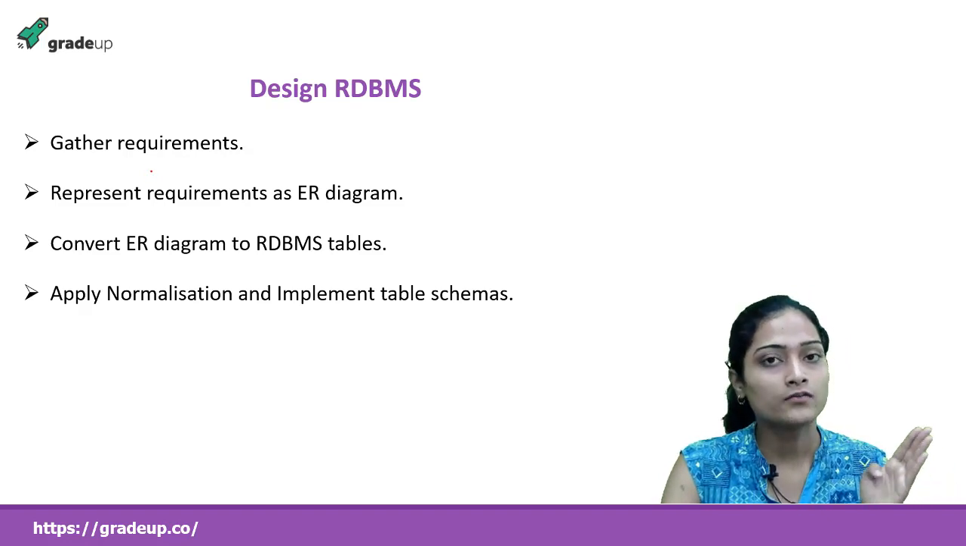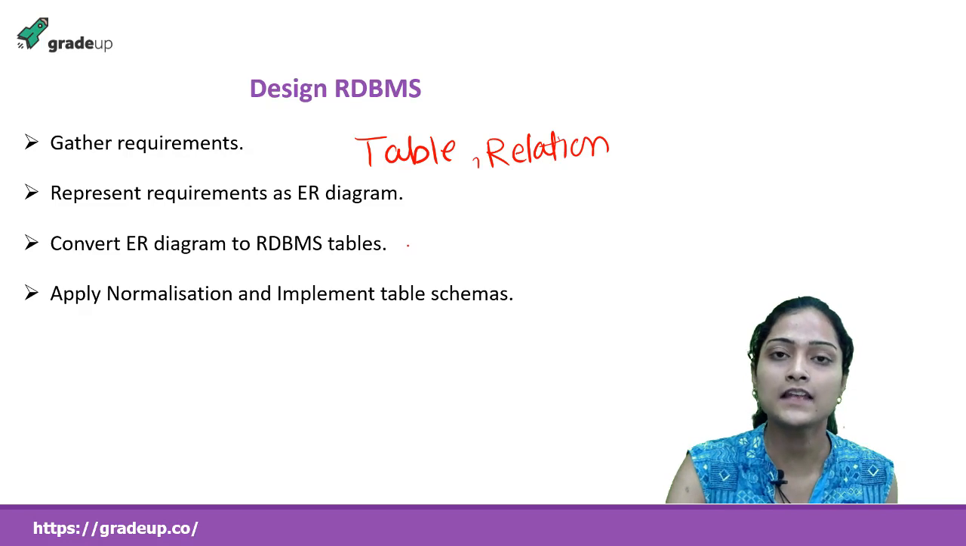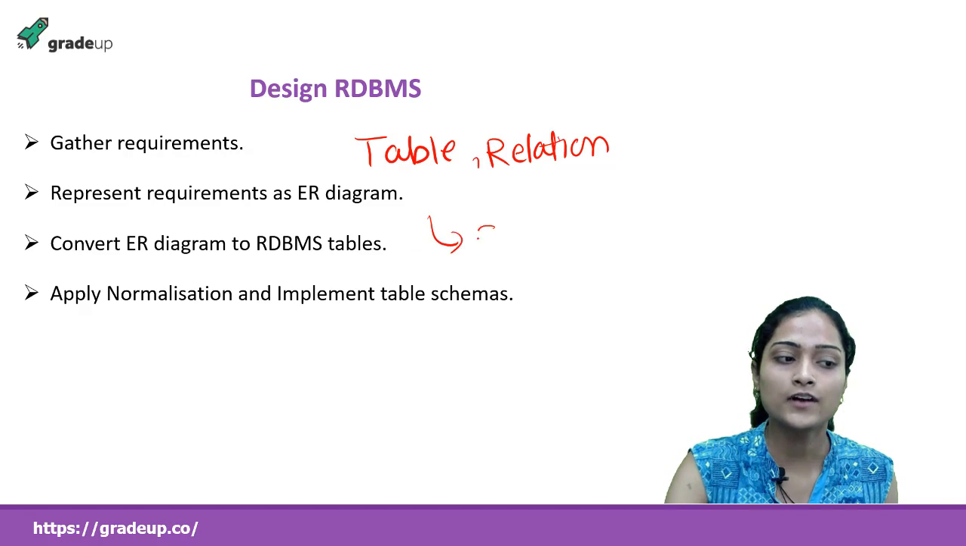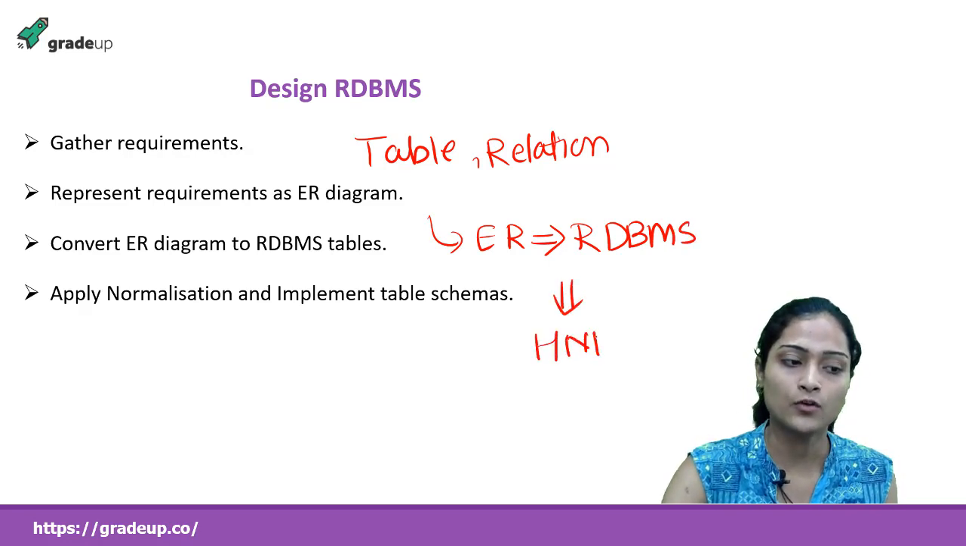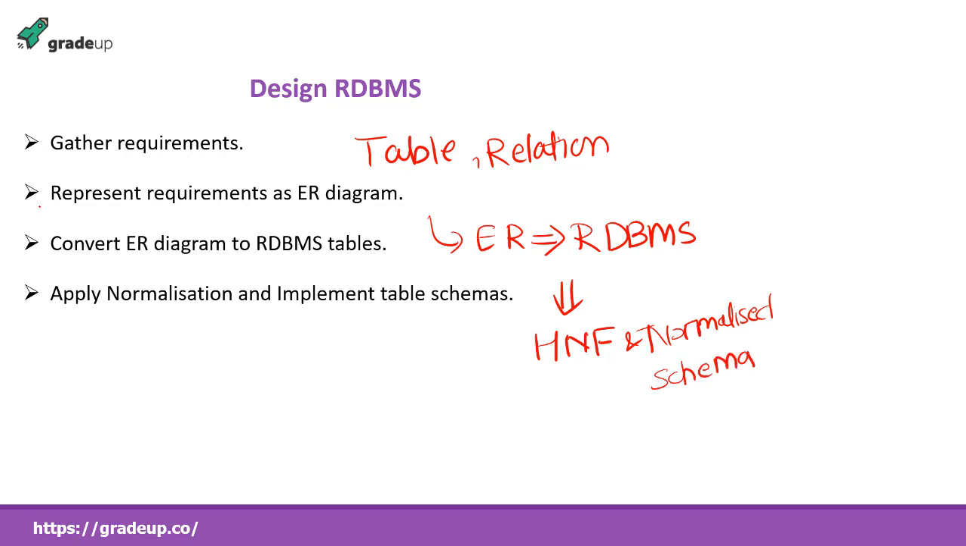Now you are aware of which tables you want to store and what the relations between them are. Then represent each and every relation in the form of an ER diagram, and then convert those ER diagrams into DBMS tables and then divide them into higher normal forms and a normalized schema. So in this particular video lecture we have discussed representing the requirements as an ER diagram.